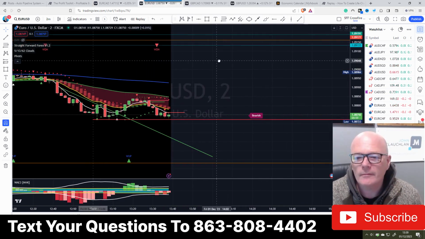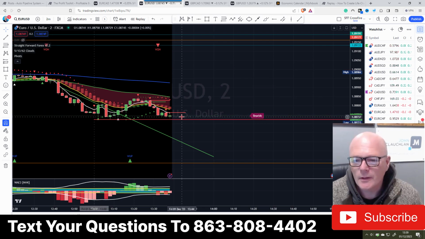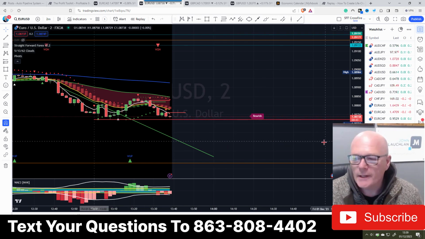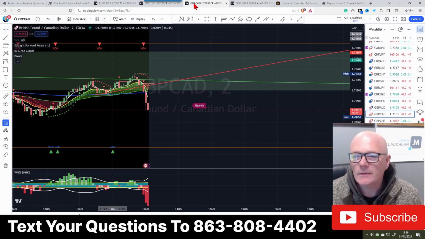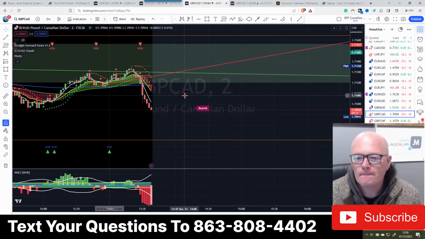Euro USD, again, still bobbing along, singing away, having a good time. Nothing really happening. You can see this area of resistance. Nothing really happening. Probably just waiting until the news kicks in. Let's have a look at GBP CAD. Okay, similar situation as I said to the euro.